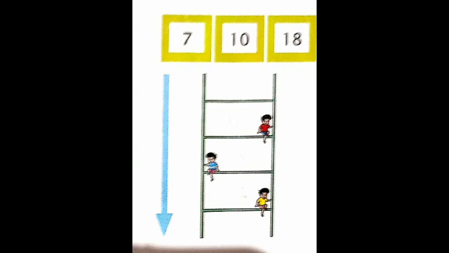Now, let us take up the second question. What are the numbers given here? Come on, tell me, children. They are 7, 10 and 18. Out of these three given numbers, which number is biggest? It is 18. Strike out 18 and write 18 in the first box.